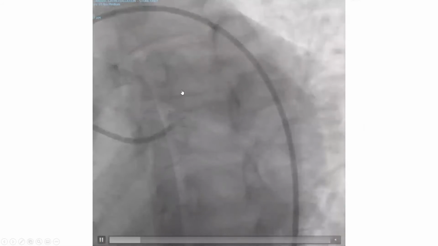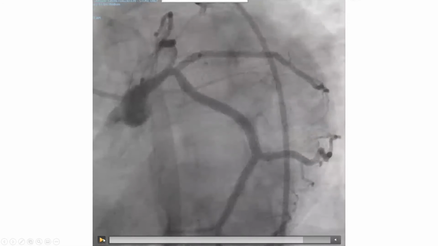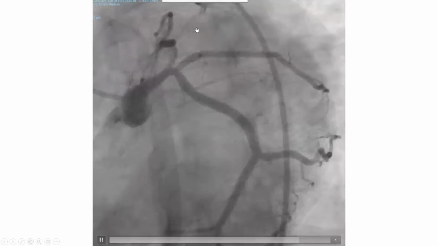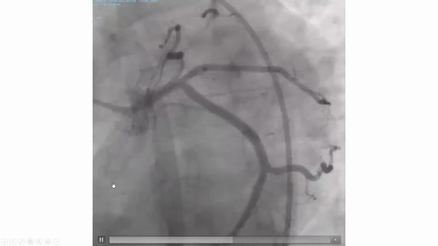So the LAD splits in two. It gives a big LAD that gives all the septals, and it gives another big LAD that I call LAD dash diagonal that gives all of the anterolateral wall and diagonal vessels. But what's the pathology here? I'll show you the prior image again.